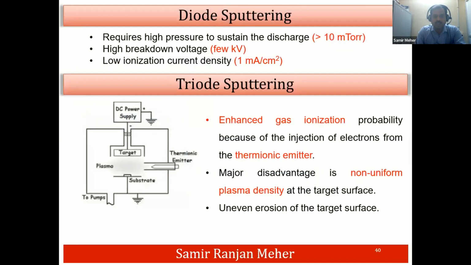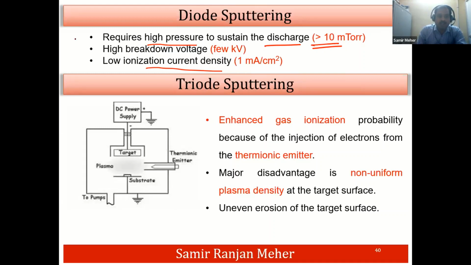So all of us know that diode sputtering will require very high pressure for the discharge or the plasma to be sustained. So the breakdown voltage is very high in this case. The pressure is typically more than 10 millitorr, and the typical breakdown voltage is a few kilovolts. It will result in a very low ionization current. And when the current density is very low, the sputtering will be low. So the sputtering yield is also going to be low.